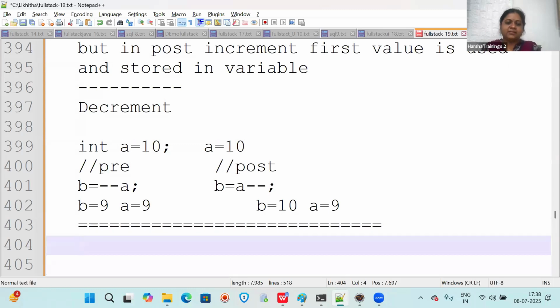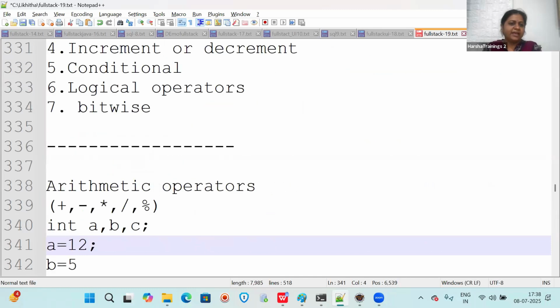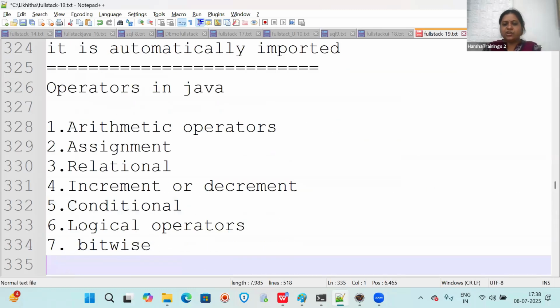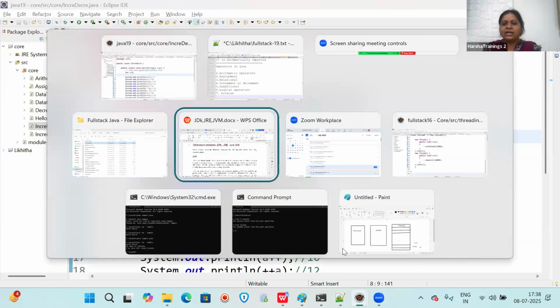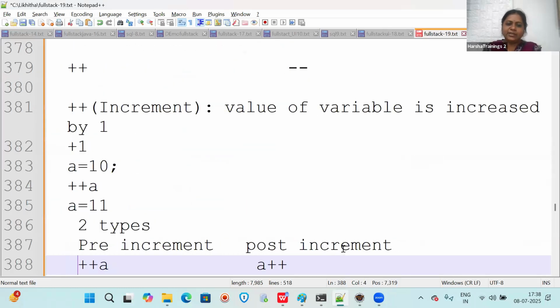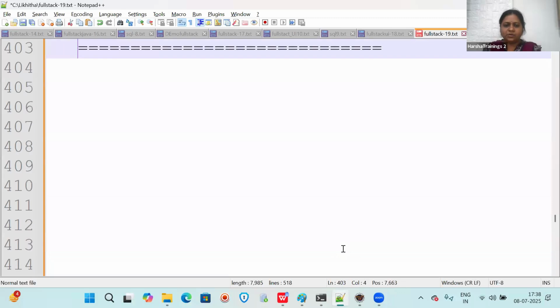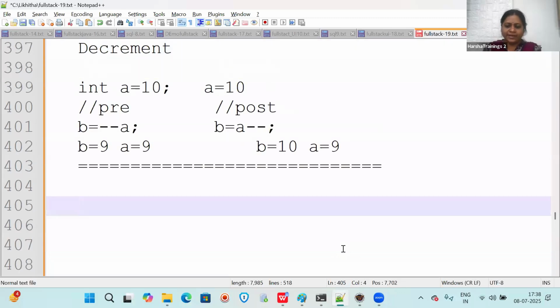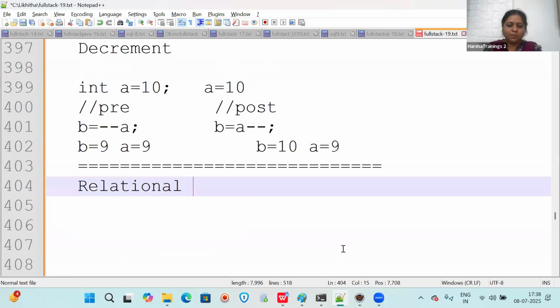And then next we are going to see what the next operators are. As we discussed, the relational operator is also there. To explain relational operators, we need to know other operators' combinations also. But first I will tell you what the relational operators are.